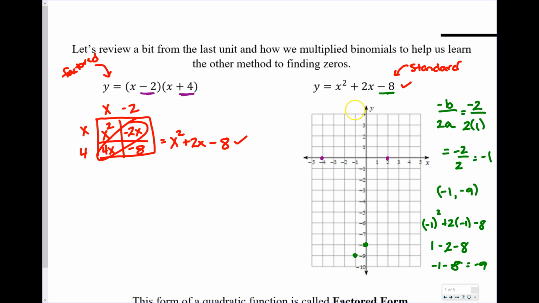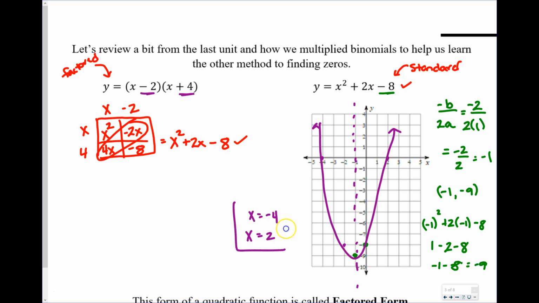So that means that my axis of symmetry is going through right here. So I've got a point right here on the flip side. And now I've graphed all my points. So x equals negative 4, x equals 2. These are called my solutions. And my x-intercepts are 2, 0 and negative 4, 0. Notice all I had to do to get that was take these two numbers and switch the sign.